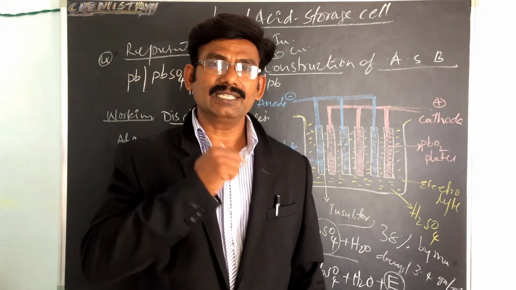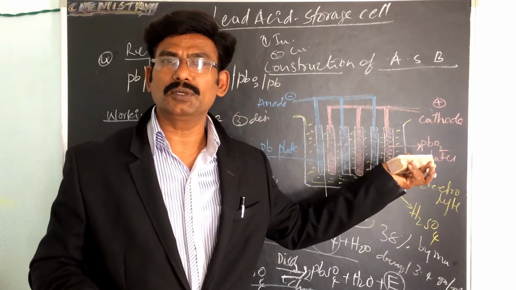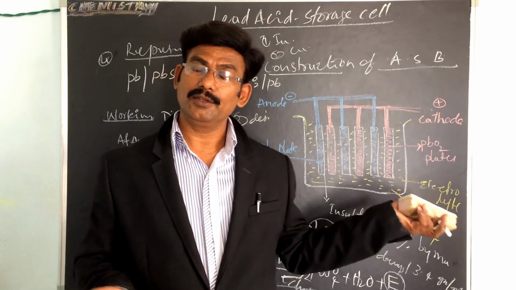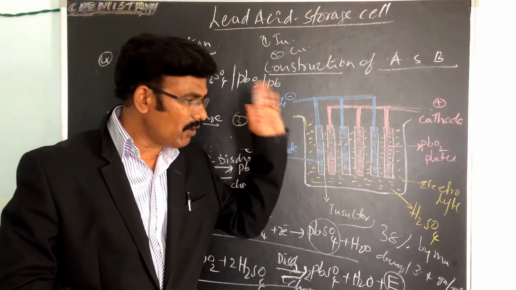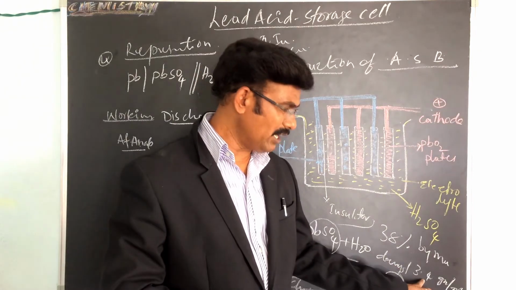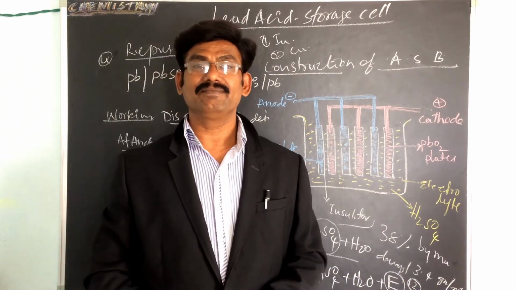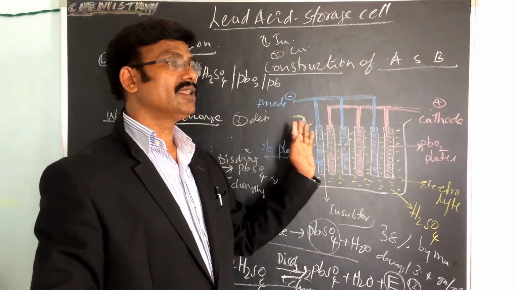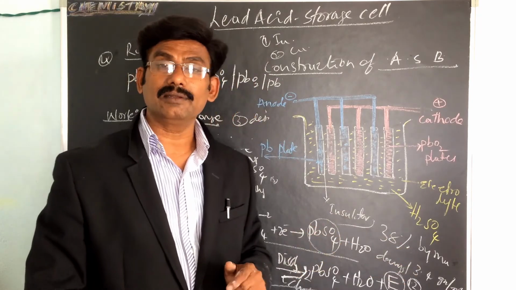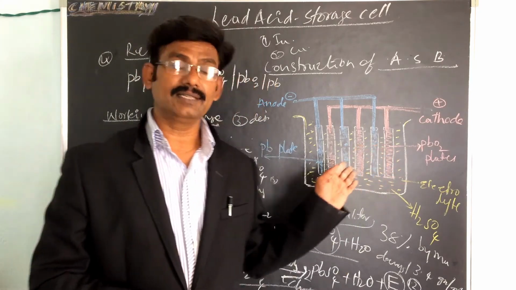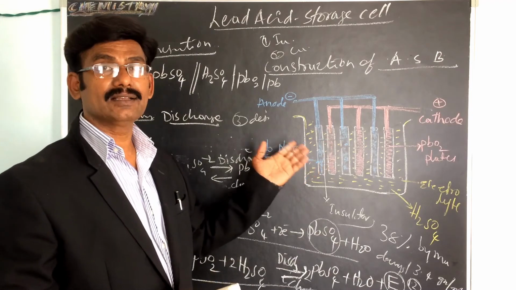So once again, from this reaction it is clear that lead sulfate is precipitated at both the electrodes, because sulfuric acid is used up. As a result, the concentration of sulfuric acid decreases and its density falls. If the density is decreased, it means we have used up the sulfuric acid, because water and sulfate are there. So energy is released, we have used the battery, and the battery has done work.